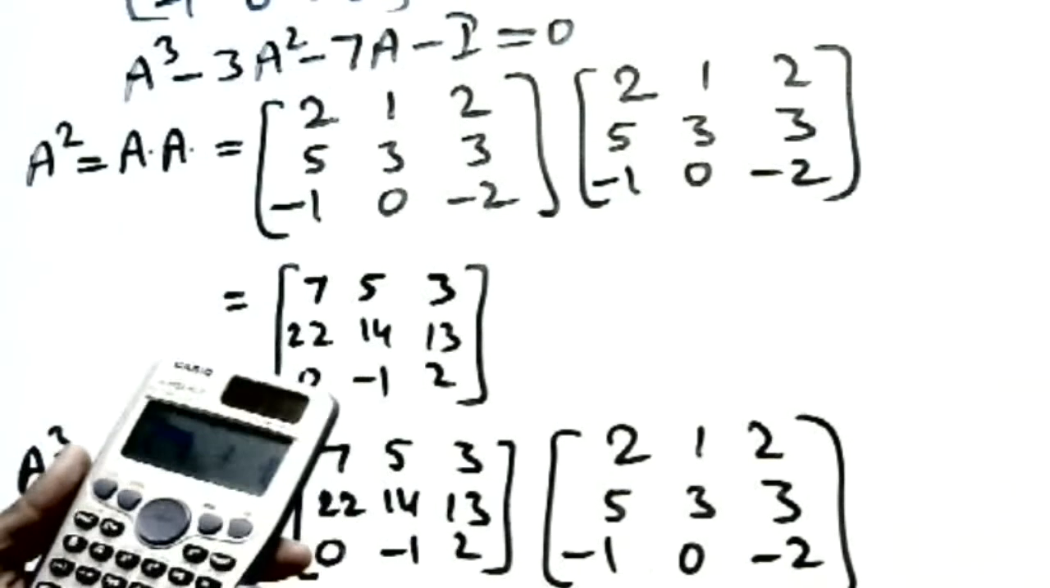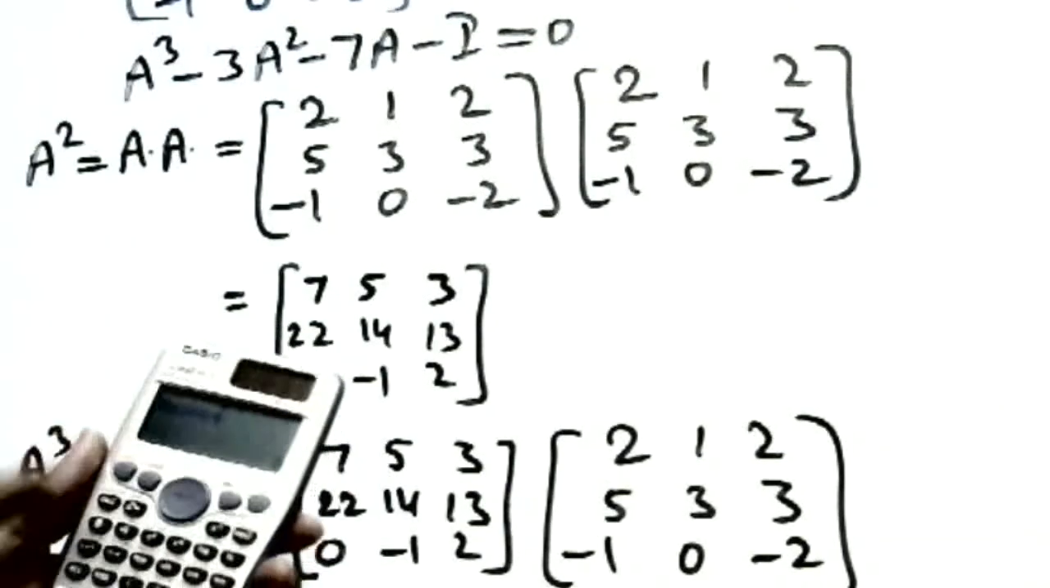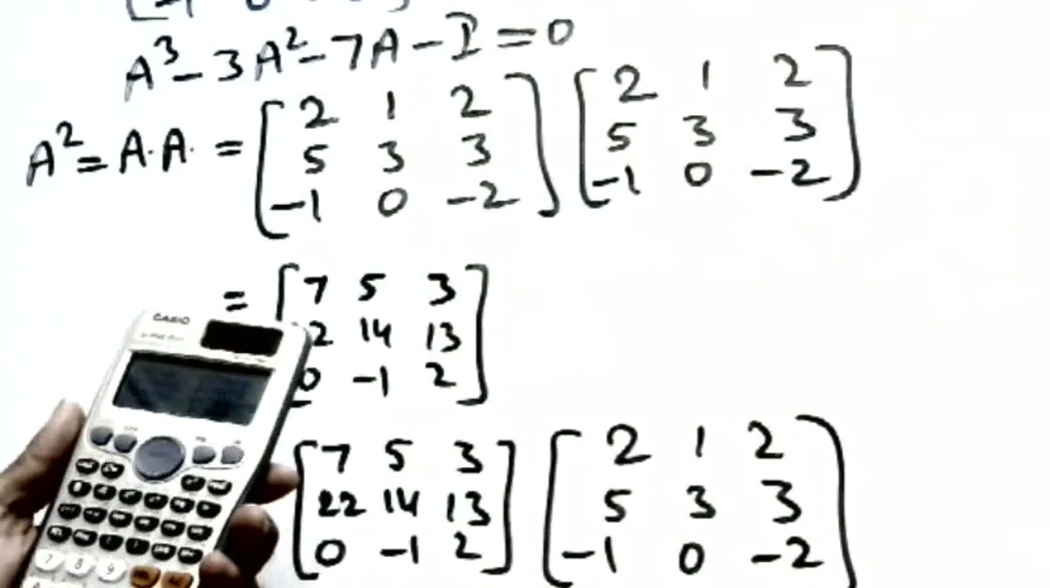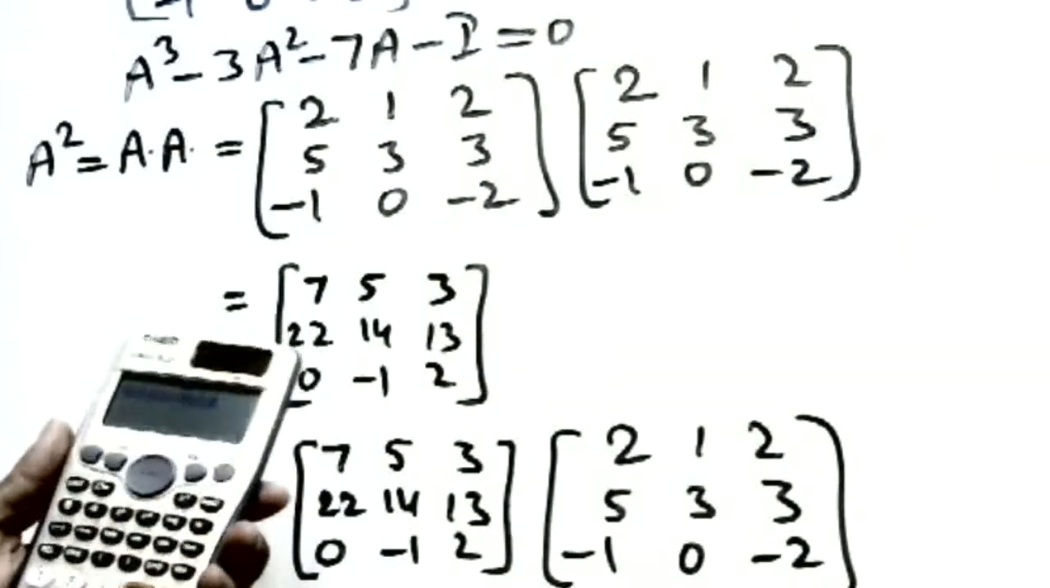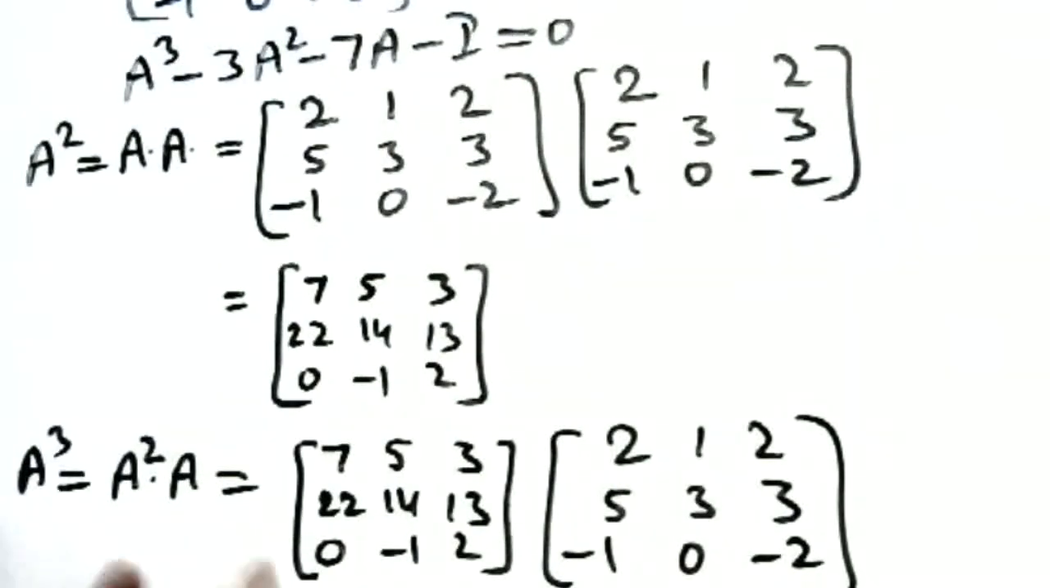Now we already got A square into A, we will get the answer. Again we can write like this: A into A square means A cube. Again we can take A from here, third, so A square into A will give A cube. So I'm writing the value of A cube. We get A cube as 36, 22, 23, 101, 64, 60, minus 7, minus 3, minus 7.